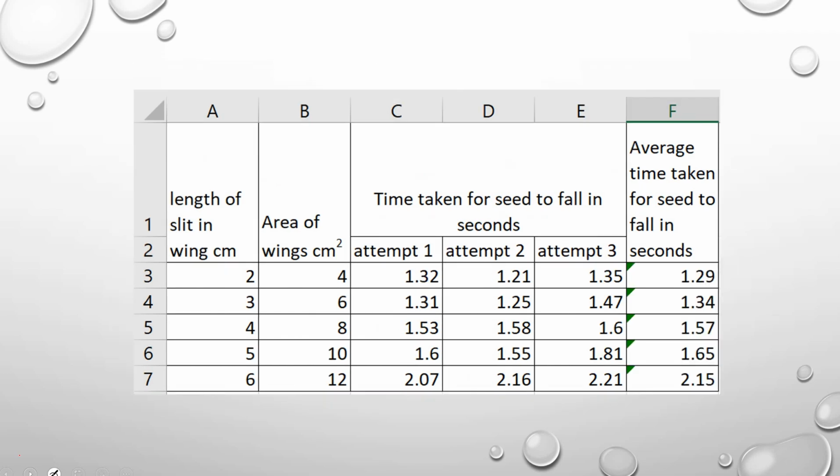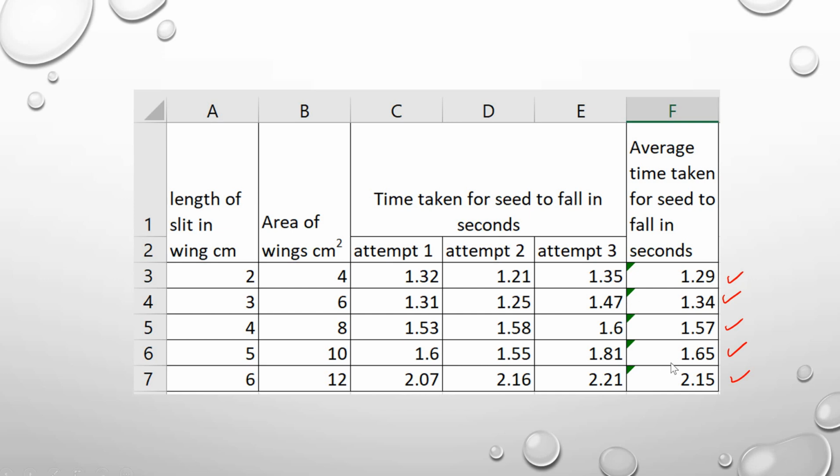So if you've done that, you should have found out that the average is, to 2 decimal places, 1.29, 1.34, 1.57, 1.65 and 2.15. So check that you have those averages calculated correctly.